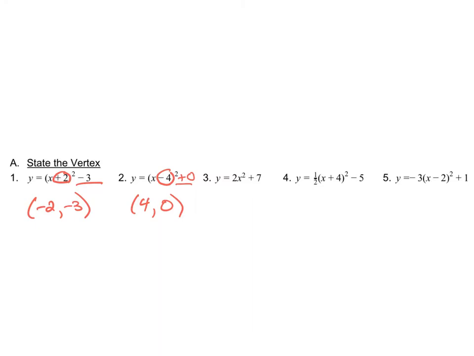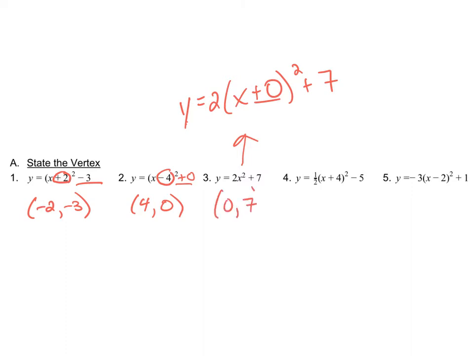Number 3 is kind of unique because there's no parentheses, which sort of throws us off. So remember, we could rewrite this as y equals 2(x something) squared plus 7. What could I write right there that wouldn't change the problem? Hopefully you're thinking +0, which means the vertex would be at (0, 7). So if you're missing h or k, use 0.